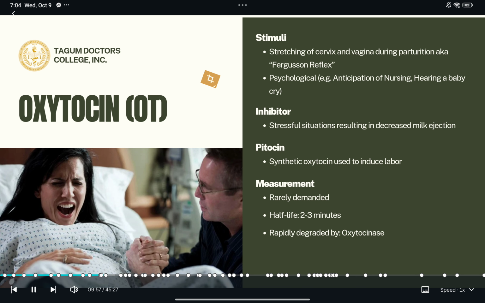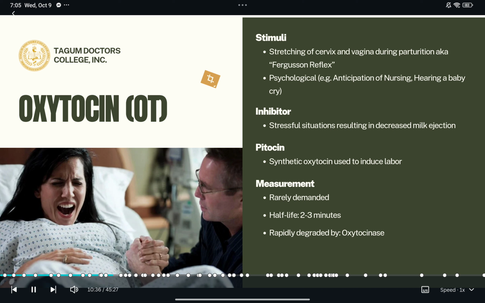Okay, the stimuli for oxytocin would be the stretching of the cervix and vagina during parturition, also known as the Ferguson reflex, and psychological stimuli, such as the anticipation of nursing or hearing a baby cry, can also stimulate oxytocin release. An inhibitor of oxytocin would be stressful situations, which usually result in decreased milk ejection. And then pitocin is a synthetic oxytocin used to induce labor.